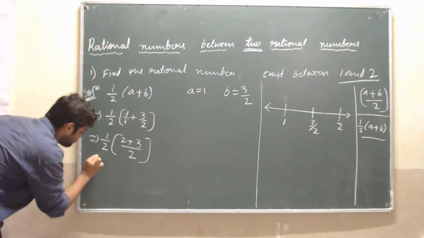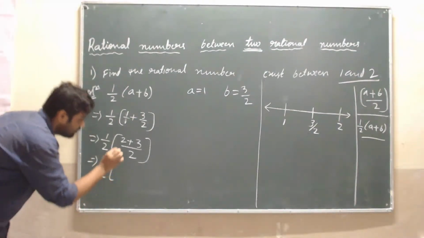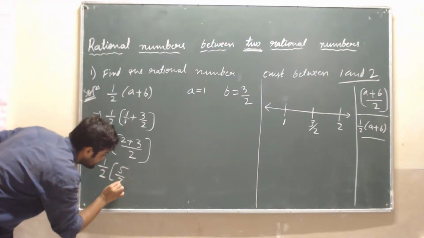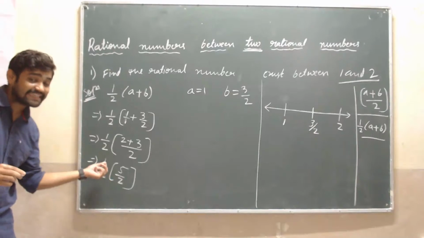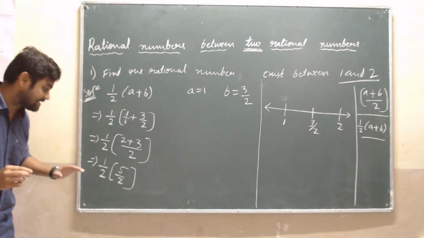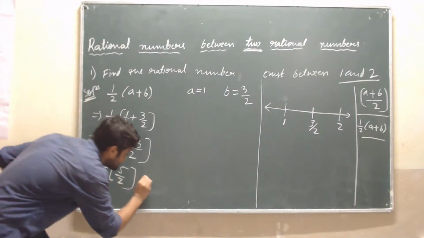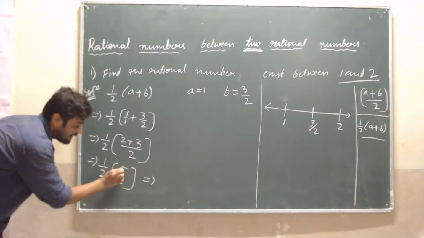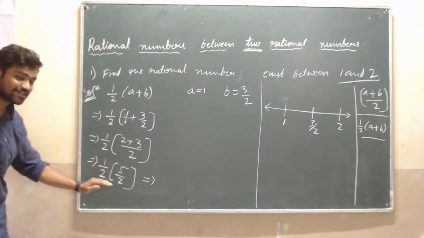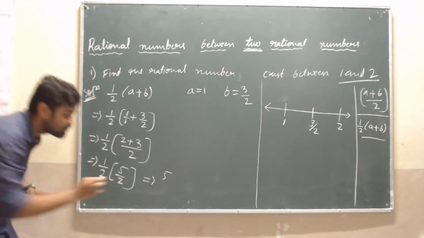Next step, we have 1 by 2 as it is here. Then 2 plus 3 is 5, so 5 by 2. Here the bracket indicates which sign? Whether it is positive or multiplication? Yes, the bracket indicates multiplication. Then what is the answer? While multiplying, we multiply numerator to numerator and denominator to denominator. That is 5 ones are 5 and 2 twos are 4.